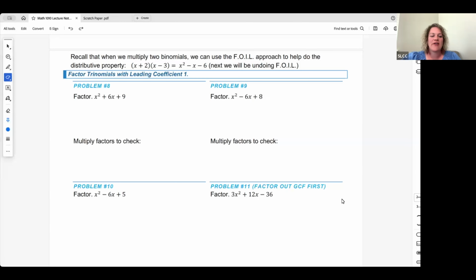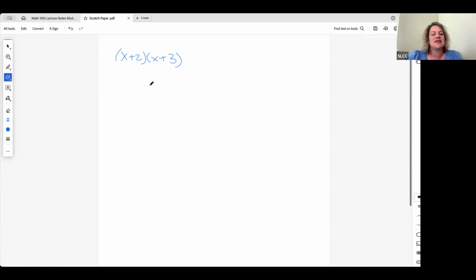All right, how do I factor trinomials? Remember that when you have two binomials, you can use FOIL to create a trinomial. In this process, we'll be going backwards. We're trying to undo that. So let's look at how we distributed in the first place.